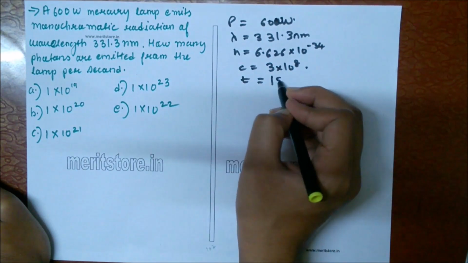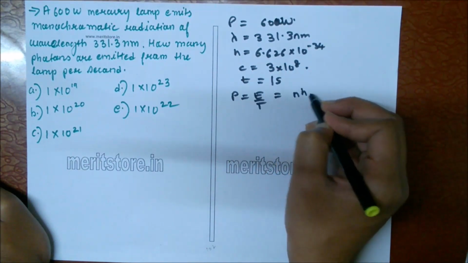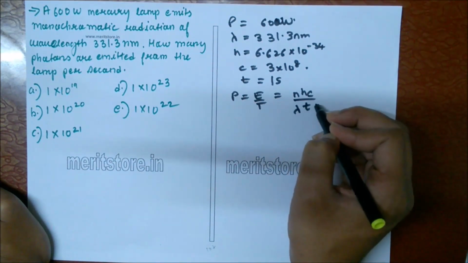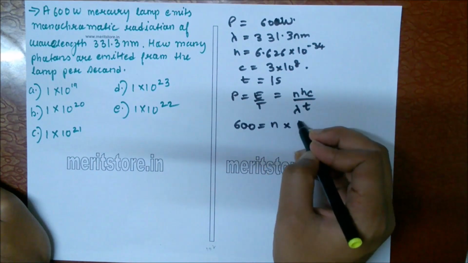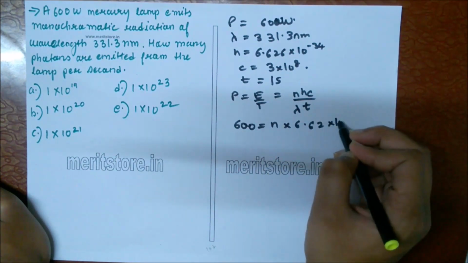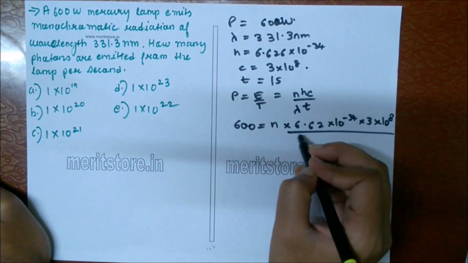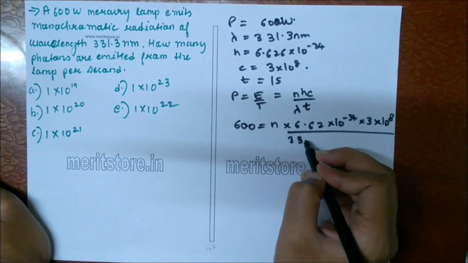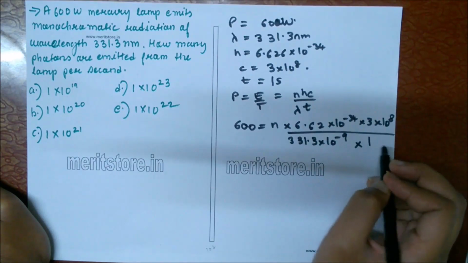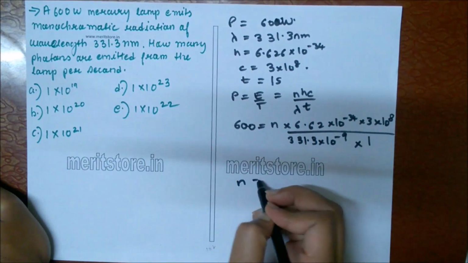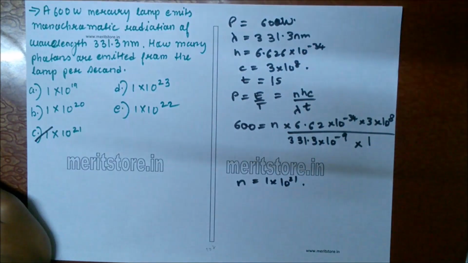So power is equal to energy upon time. Energy can be written as nhc upon lambda, divided by t. Substituting the values, power is equal to 600, n into 6.626 into 10 raised to minus 34 into 3 into 10 raised to 8, upon lambda, 331.3 into 10 raised to minus 9, as it is nanometer, and time is 1 second. On solving this, we get n is equal to 1 into 10 raised to 21. So option C will be the correct answer.